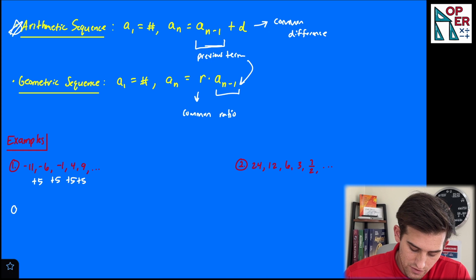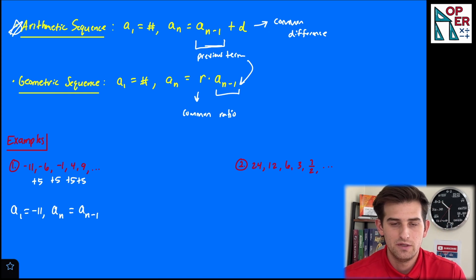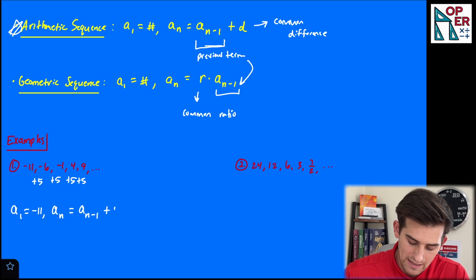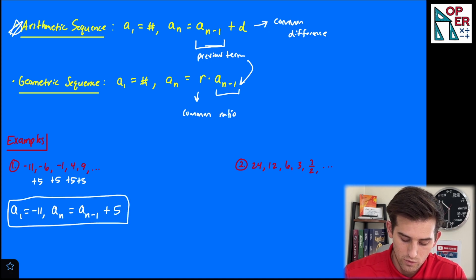We need to list our first term. So a sub 1 equals negative 11, comma, and then a sub n equals a sub n minus 1, and then plus our common difference. What are we doing to get to the next term? Well, we are adding 5. So that would be our recursive equation for number 1.